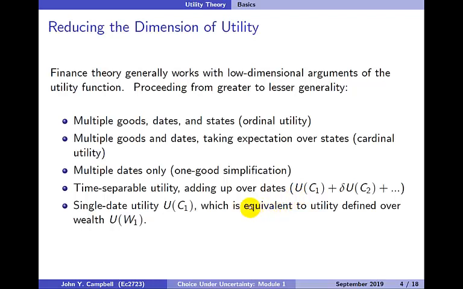And then finally, in the first part of this course, we're going to be considering single-date models, where we just have utility of consumption tomorrow, which is U of C1, C1 referring to consumption at date 1. And if there's only one period, all wealth tomorrow is consumed, so this is going to be equivalent to defining utility over wealth, U of W1. And that's the class of very simple models that we're going to begin working with.